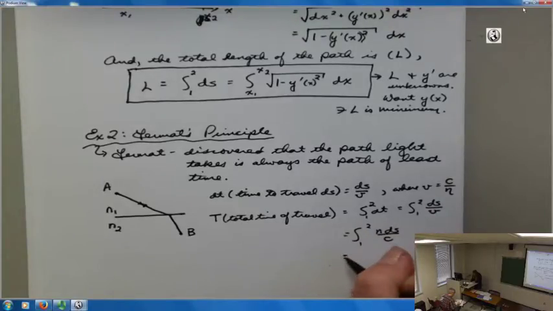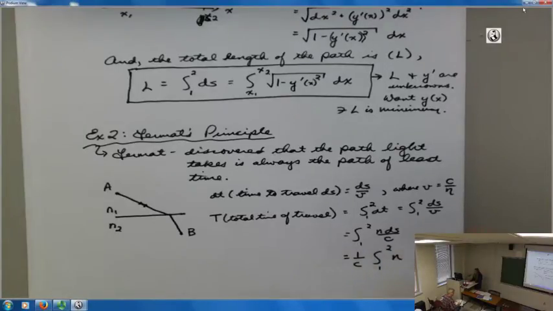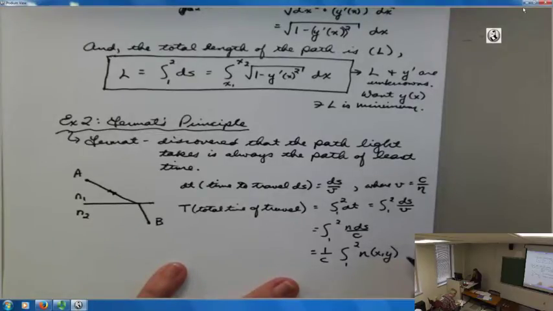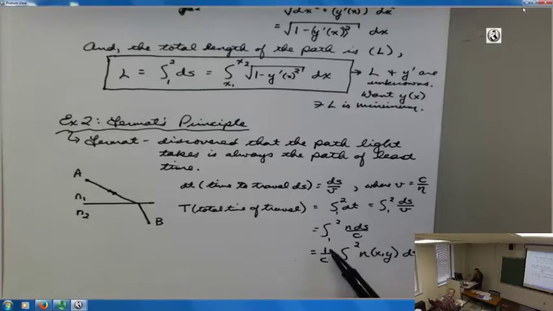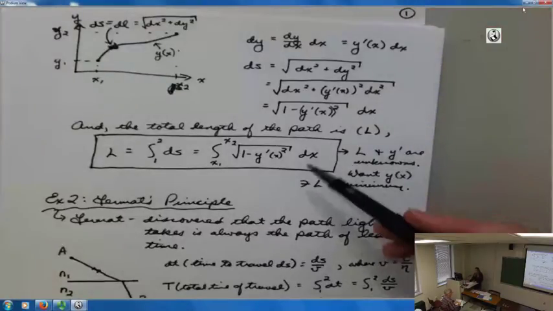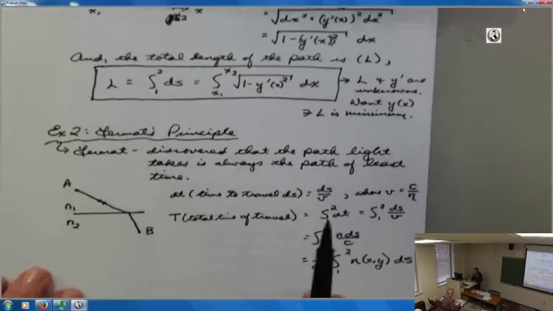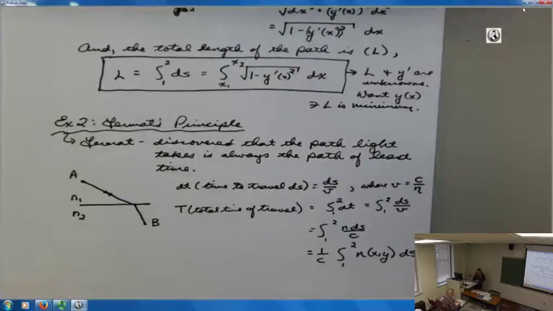C is a constant, it can come up front: 1 over c times the integral from 1 to 2 of the index of refraction. And remember, this index of refraction most generally can be a function of location, times ds along my path. Now, in the case that the index of refraction is a constant, it would come out front, and I would just have the integral over ds, which is the same thing that I had up here, and I get this exact same integral times something for my answer down below. But I'm going to go ahead and leave it here in its most general form.